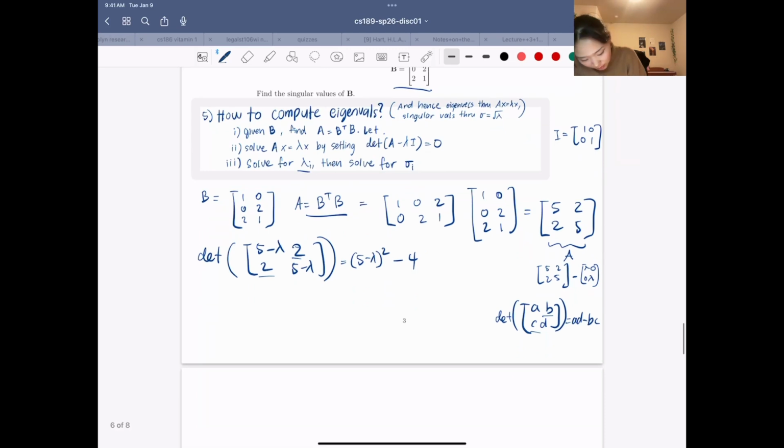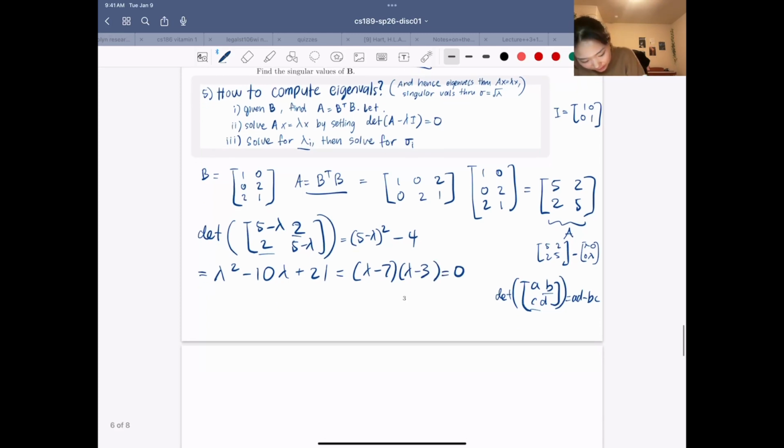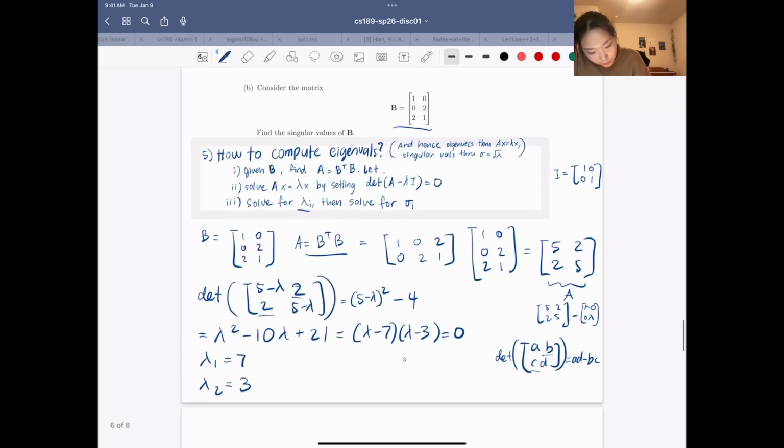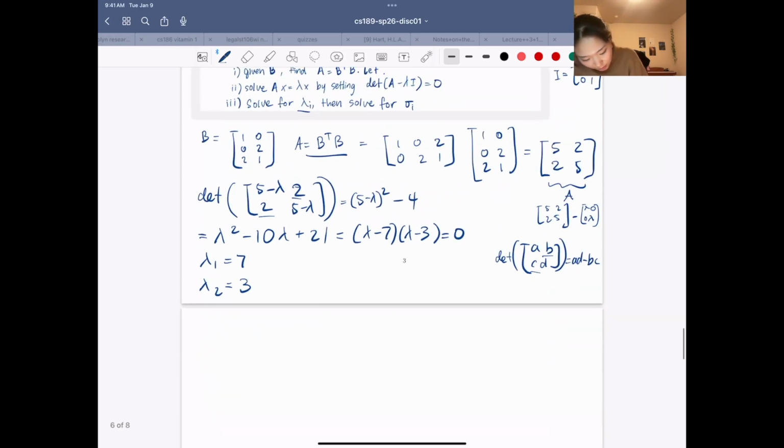And continuing to simplify, this is equivalent to lambda squared minus 10 lambda plus 21. And some nice algebra 1, if we factor this, we get lambda minus 7, lambda minus 3 equals 0. Now, what we can see here is that our first eigenvalue is 7, our second eigenvalue is 3, and then finally, to get the singular values of B, we just square root them. So the first singular value is square root of 7, and the second singular value is square root of 3.